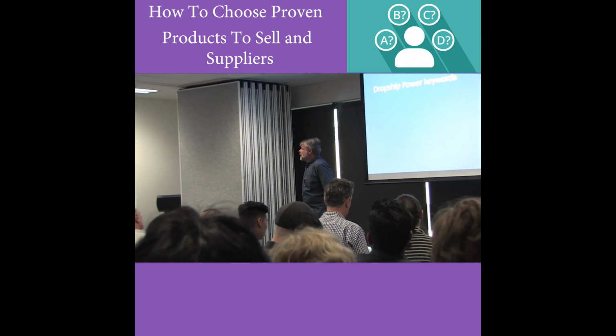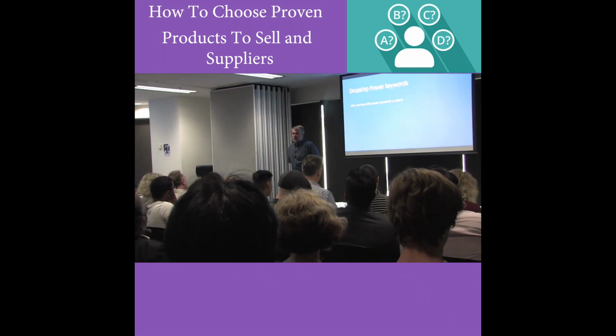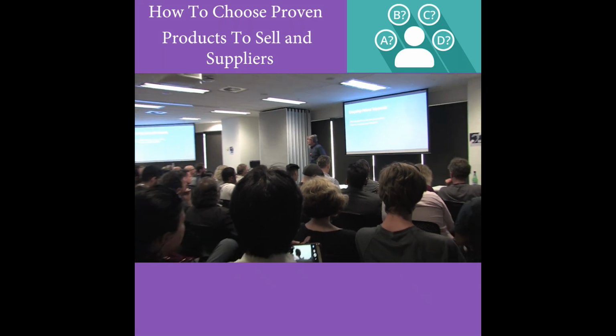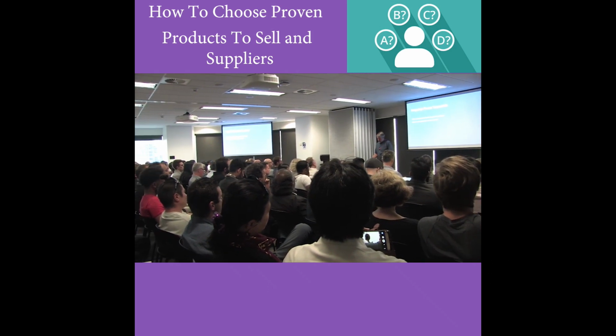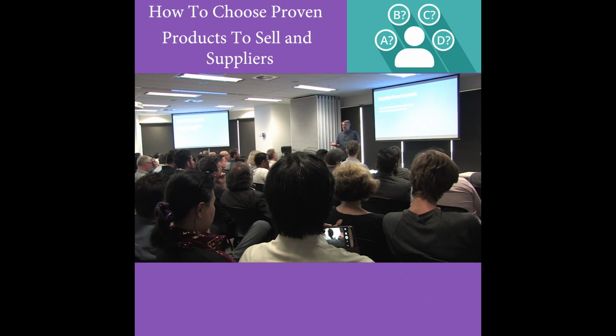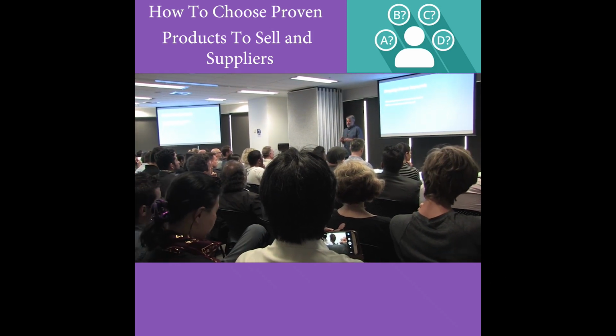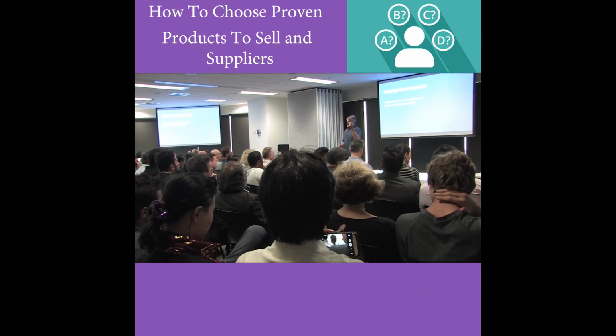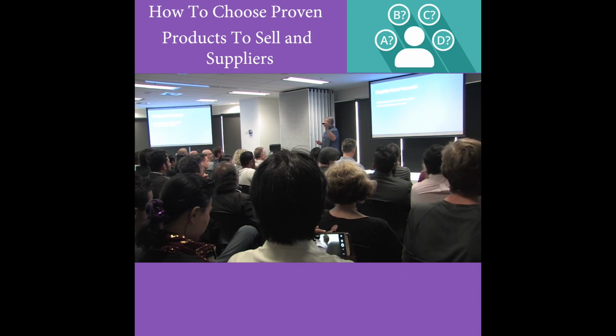All right, so dropship power keywords. Now, I've talked about why power keywords are so critical already. What is a power keyword? A power keyword is not a product. This is where people go wrong. They start doing product research. It slows you right down. Example, this is a Logitech laser pointer. The power keyword is laser pointer.